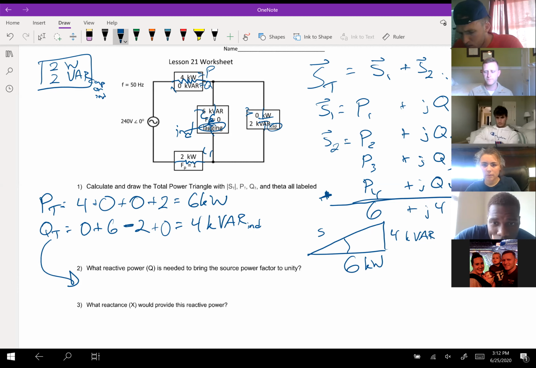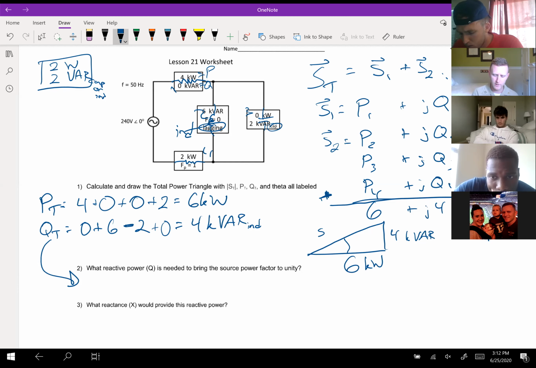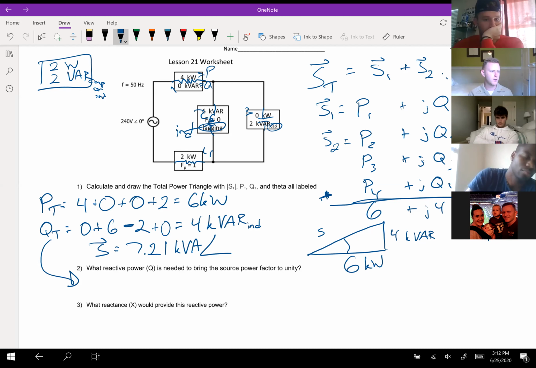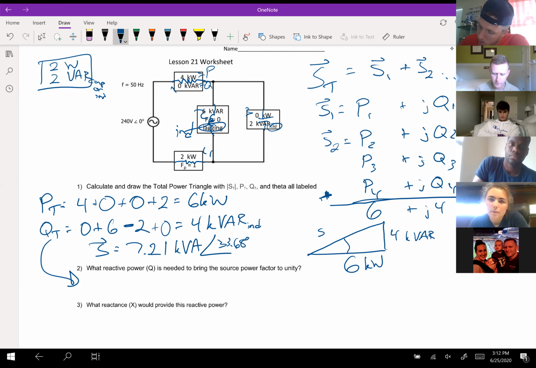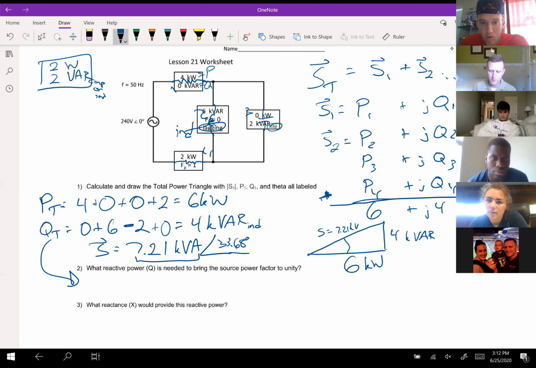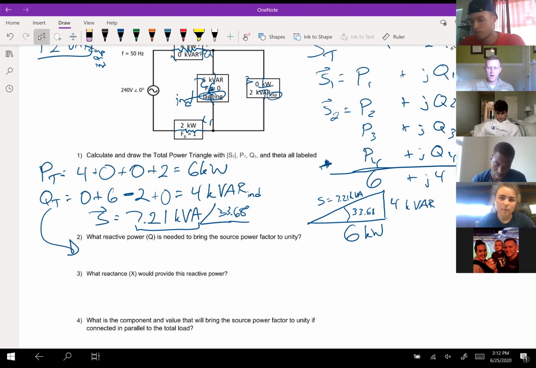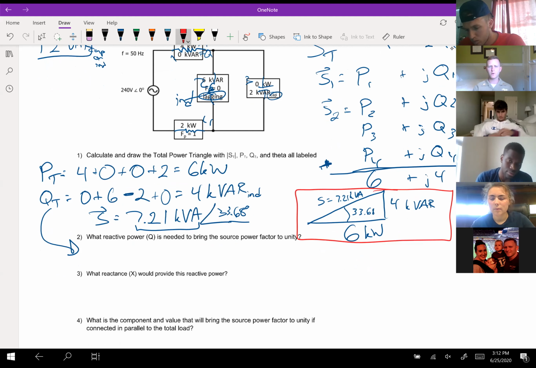So if I'm going from rectangular to polar, I get 7.21 kVA. And what we're looking at is S as a vector, 7.21 kVA, angle 33.68 degrees. So this right here is my apparent power S. S equals 7.21 kVA. The angle is 33.68. So what I have here is a power triangle. So when it says calculate and draw the total power triangle, here is my total power triangle.